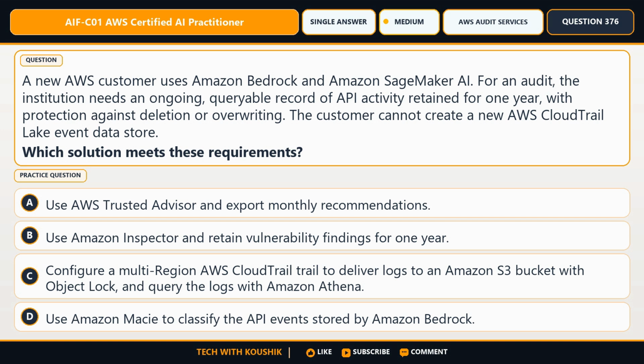The exam distinction is hidden in these choices. Now examine choice A. Use AWS Trusted Advisor and export monthly recommendations. Now examine choice B. Use Amazon Inspector and retain vulnerability findings for 1 year. Now examine choice C. Configure a multi-region AWS CloudTrail to deliver logs to an Amazon S3 bucket with Object Lock and query the logs with Amazon Athena. Now examine choice D. Use Amazon Macie to classify the API events stored by Amazon Bedrock.